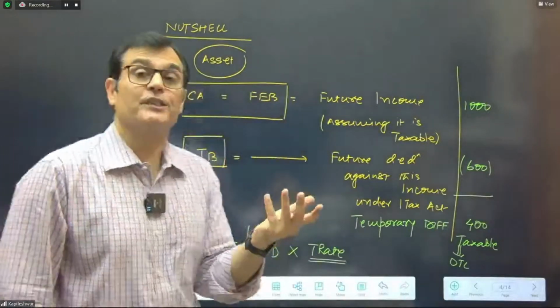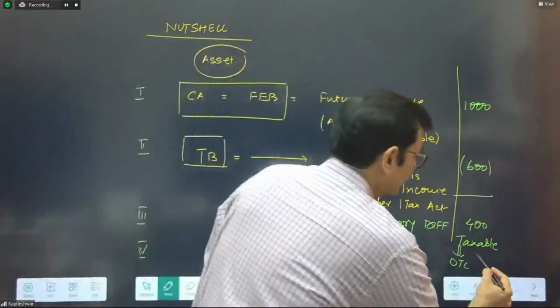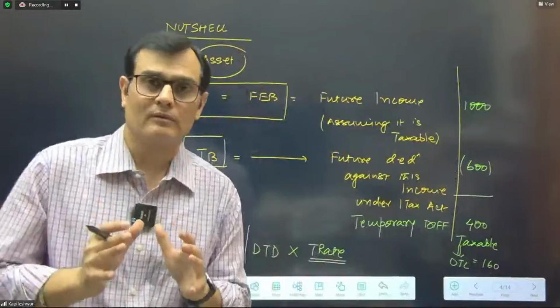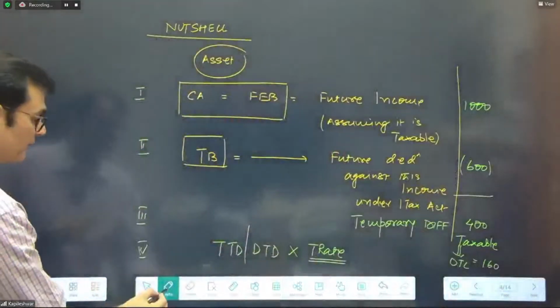So let's say the tax rate is 40%. You get a DTL to the extent of 40% of this. That is step 4. Now look at the other way around.